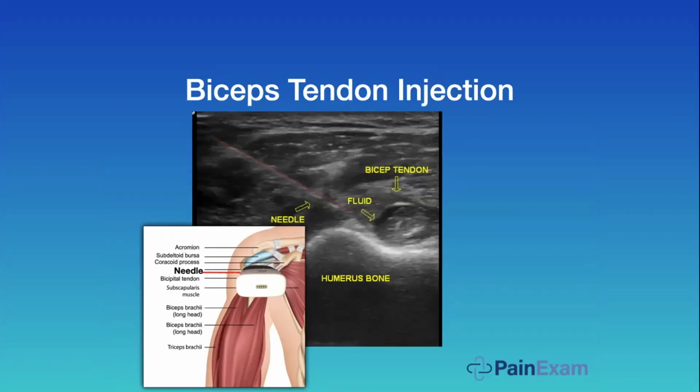This is fluid. This is not local anesthetic or steroid. This is fluid around the tendon. This is the pathological tendon. There is normal synovial fluid, but this is not it. This is a patient with inflammation or effusion around the tendon.